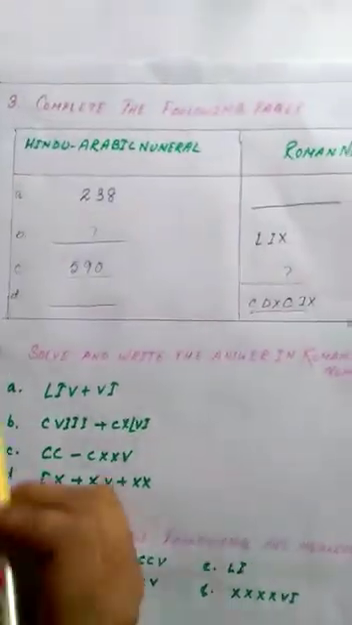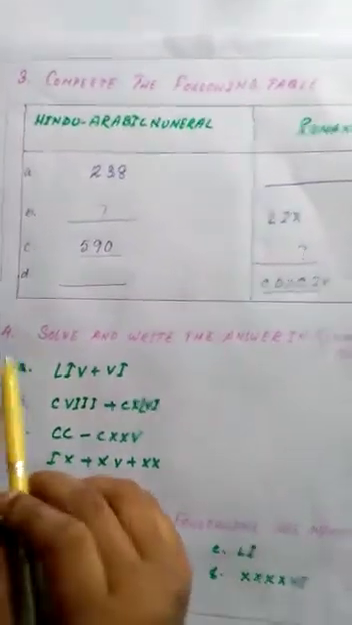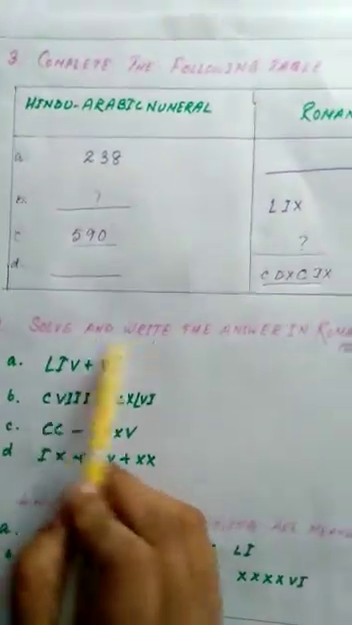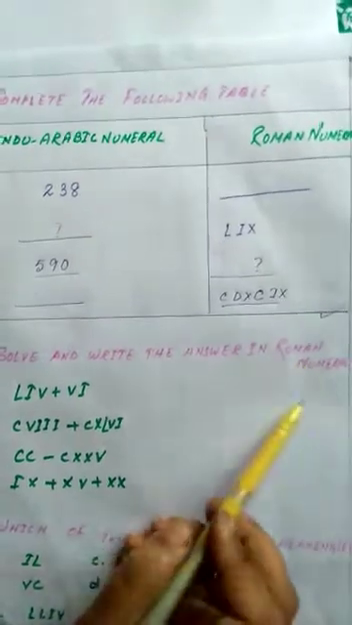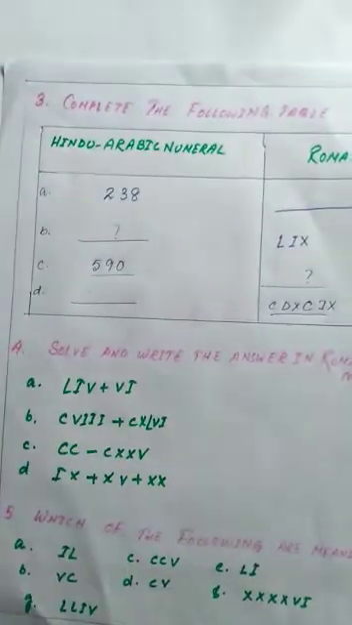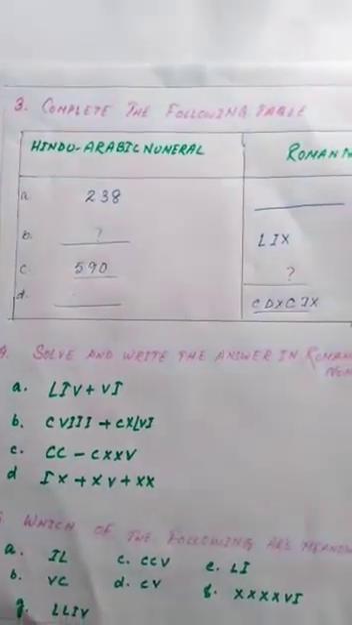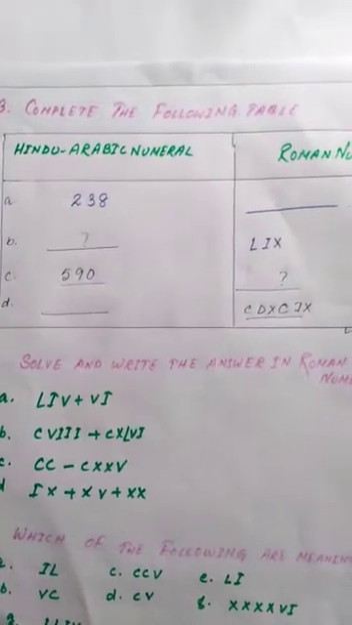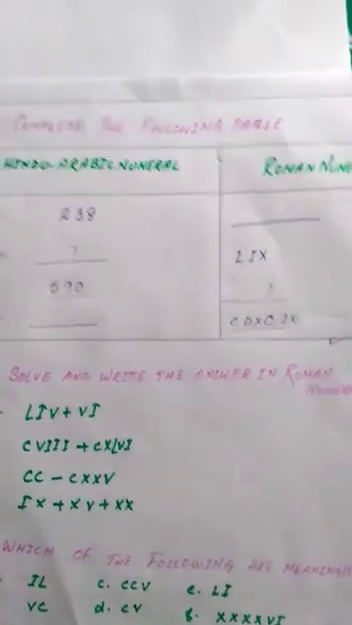Now question number 4 is given, that is, solve and write the answer in Roman numerals. That means you have to solve it first, then write the answer in Roman numerals. So how can you solve it? I'm going to show you A: LIV plus VI. So how can you write it?